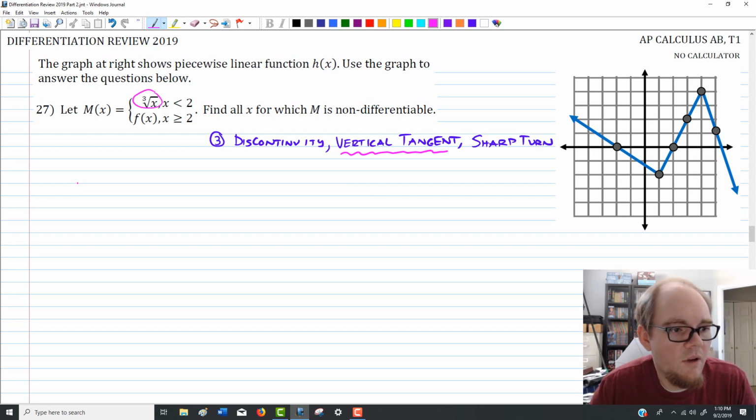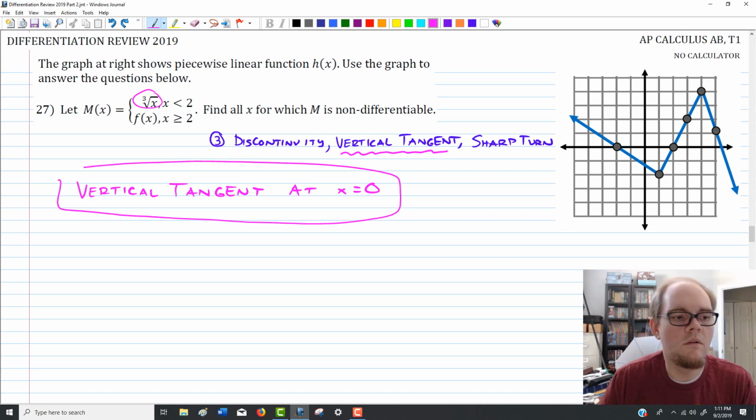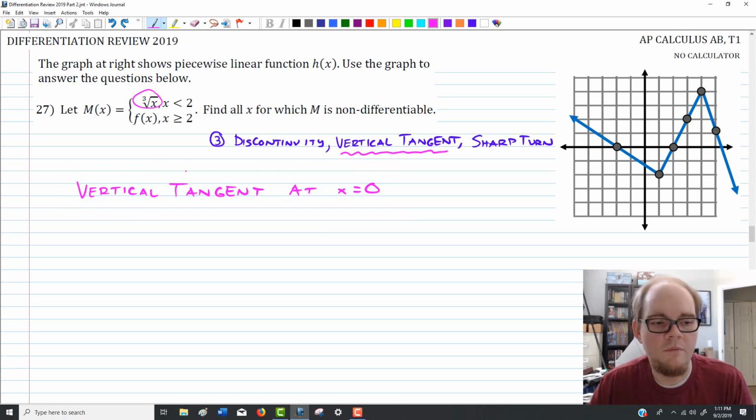So basically what I'm thinking right off the bat is that there is a vertical tangent at x equals 0. Now I could be in danger here if x equals 0 wasn't in that branch, like if this were x greater than 2. But notice that we're talking about when x is less than 2, so that's definitely 1. So there is one such non-differentiable point. That was a terrible box, I'll undo it.